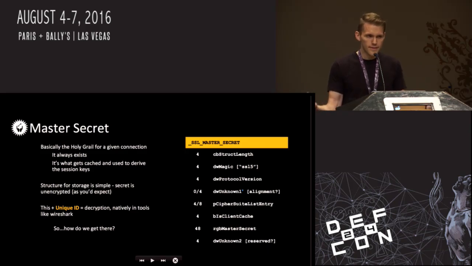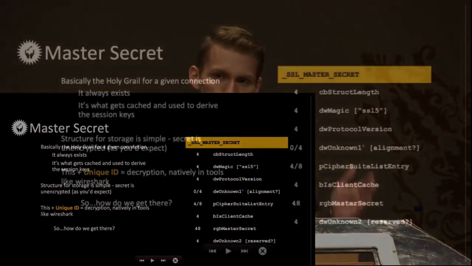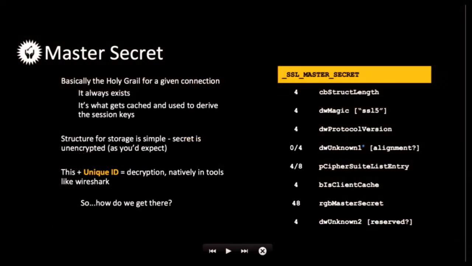Basically, this is the Goldilocks secret. This will get you multiple connections. It'll get you the whole length of a session. This is what gets cached. Microsoft told us that in their documentation. And it's delightfully simplistic. Basically, it just stores the master key directly in an array as part of the structure.